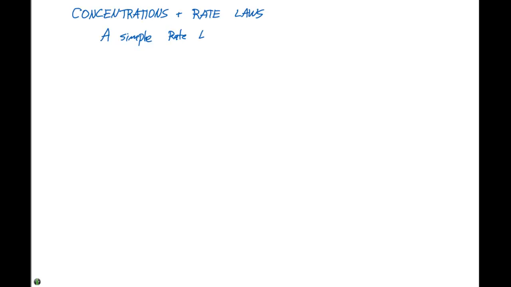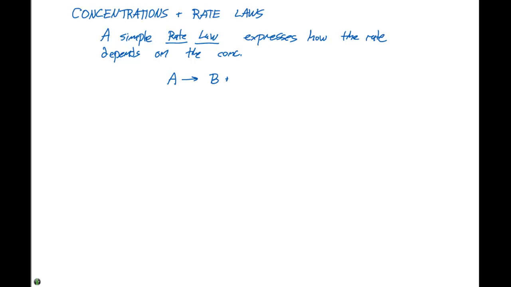So a simple rate law expresses how the rate depends on the concentration. And if we have a generic chemical equation where A gives B plus C, the rate is going to be proportional to the concentration of A.